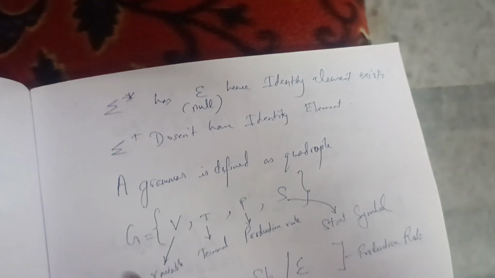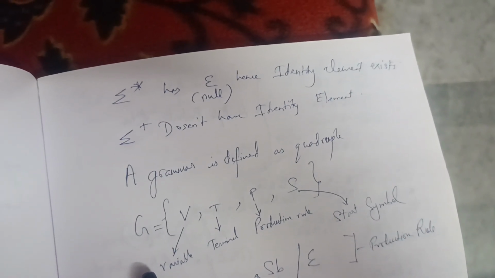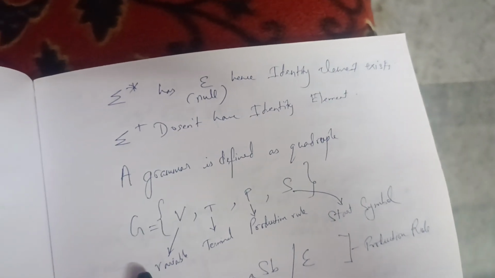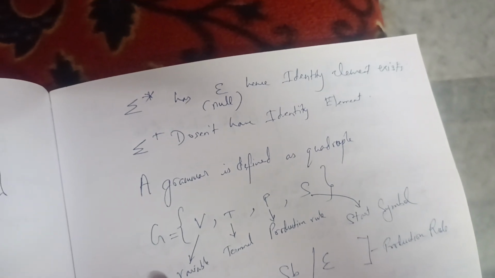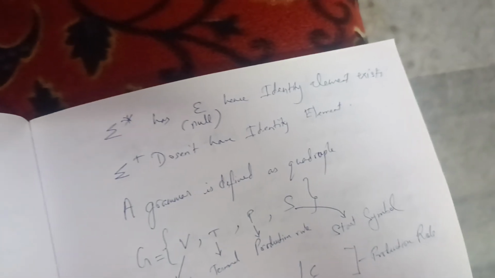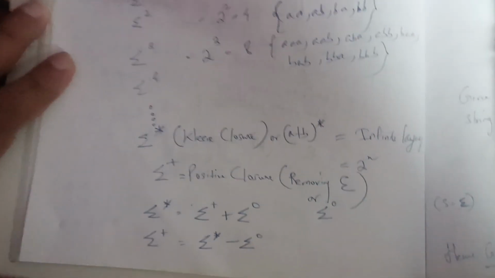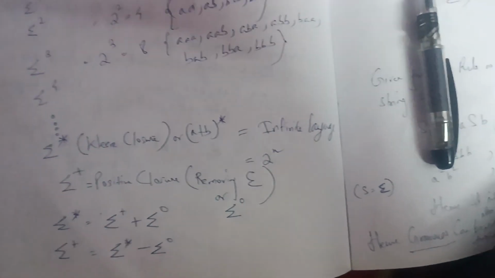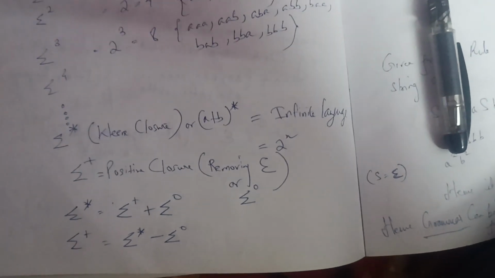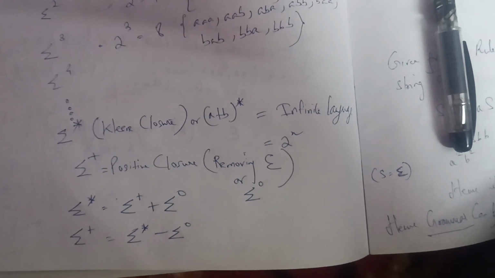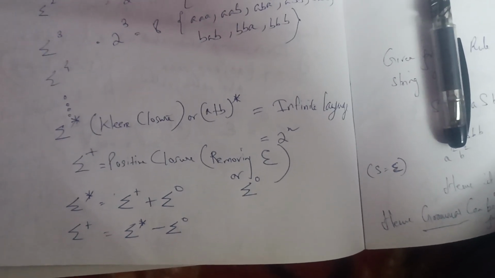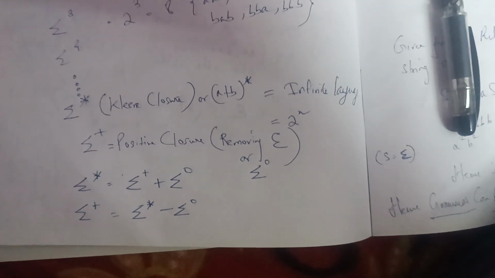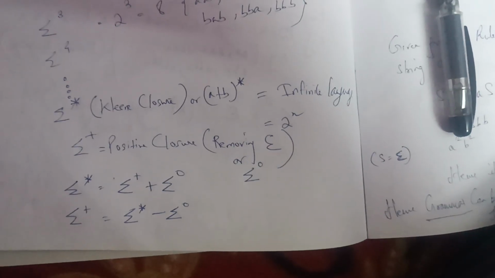Now if you want to know about the alphabet, sigma to the power star is known as Kleene closure, which is an infinite language. So if they ask you in exams what sigma to the power star is, you should know that it's an infinite language. Then sigma to the power plus is known as positive closure, that is removing epsilon, or sigma to the power 0.